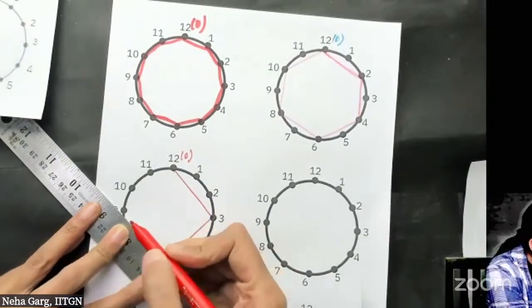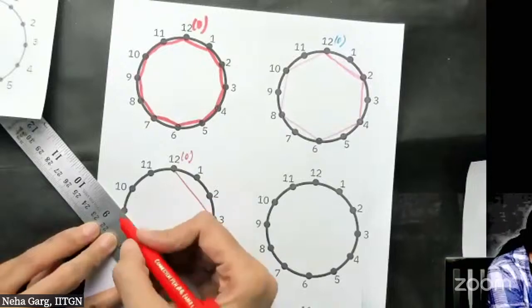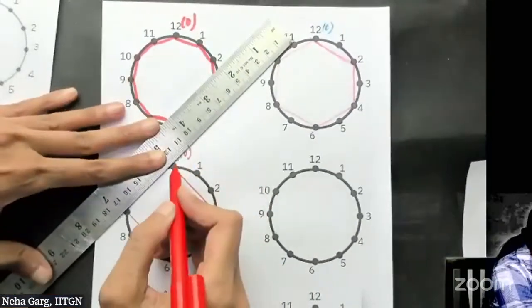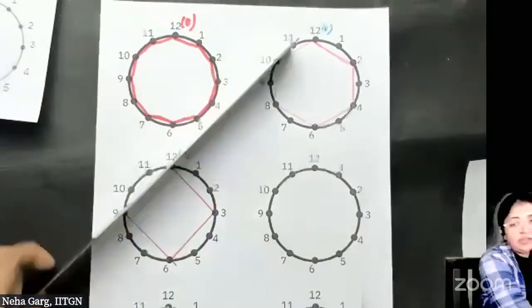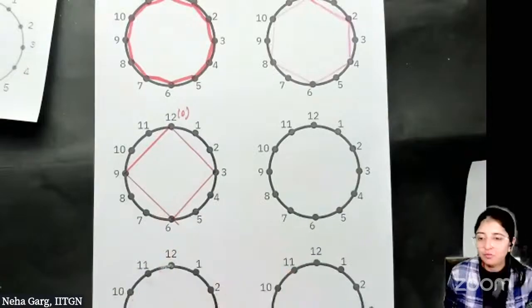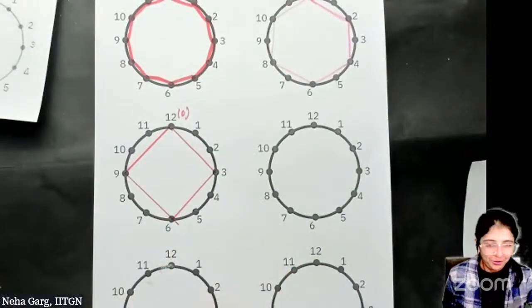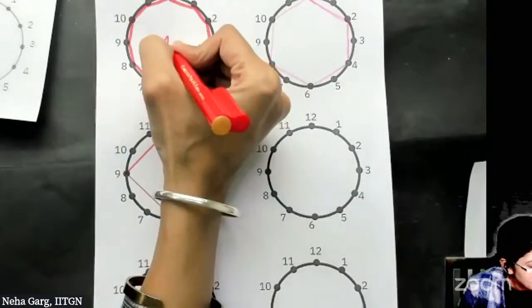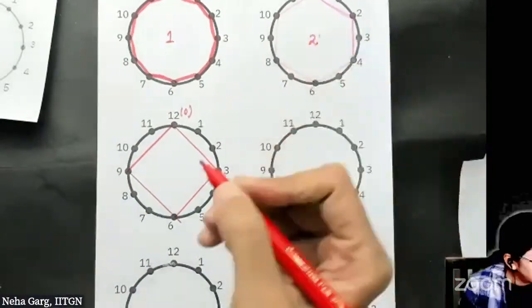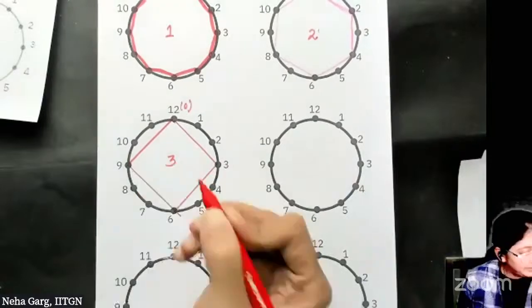And 9 plus 3 gives me 12, which brings me to the starting point, and my shape is done. Okay. So now we have got another shape. Alright. So, okay, I will also write the numbers which I'm adding. Here I added 1. Here I added 2. Here I added 3. Okay.